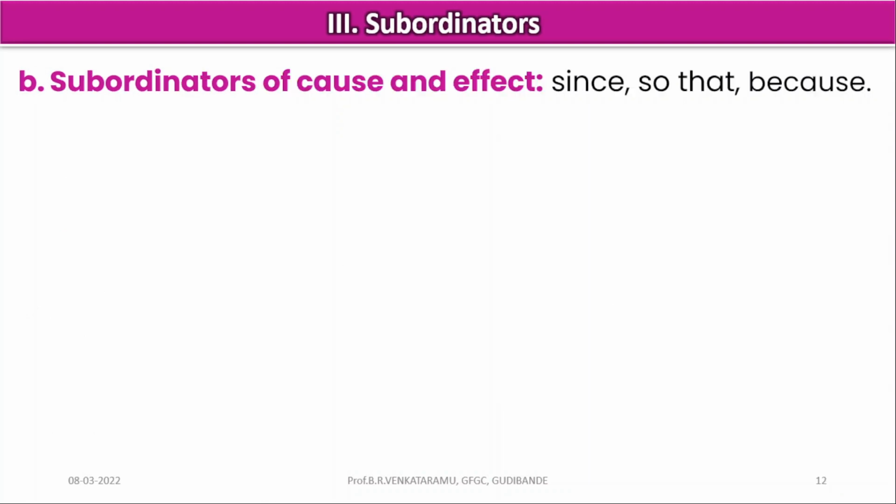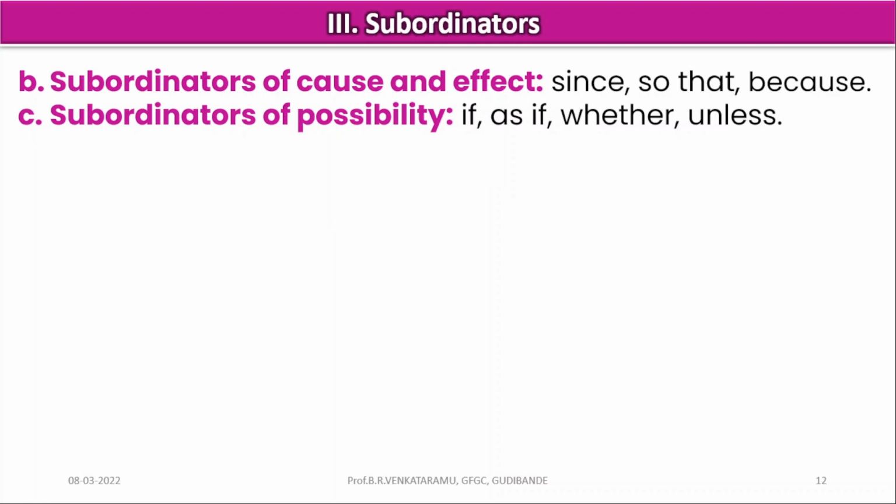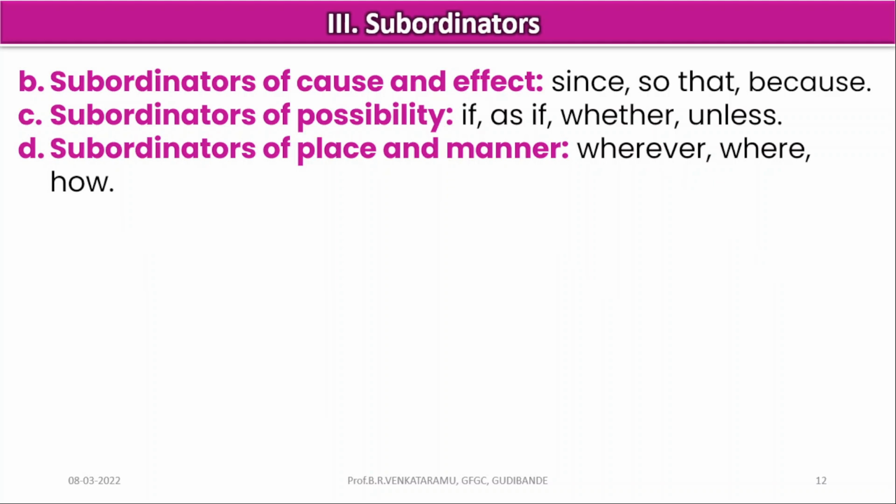The second part of the subordinators is subordinators of cause and effect. In this, we can see some words like since, so that, because. And the third part of the subordinators is subordinators of possibility. They are if, as if, whether, unless. The fourth part of subordinators includes subordinators of place and manner, wherein we have words like wherever, where, how.